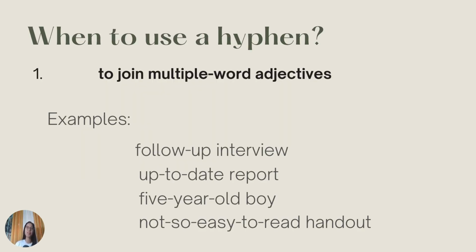When to use a hyphen, number 1, to join multiple word adjectives. What are these multiple word adjectives? These are words that work as one to describe a person, place, things, or other nouns. Examples are follow-up, which describes interview, up-to-date, describing report, 5-year-old, describing the boy, and then not-so-easy-to-read, describing the handout. In the last example, we need to put several hyphens to indicate that the 5 words, not so easy to read, describe the handout.